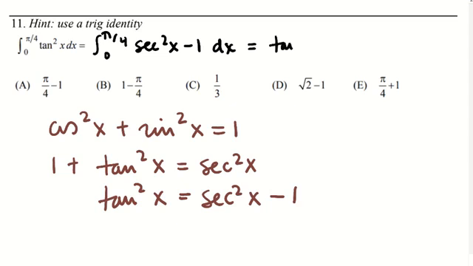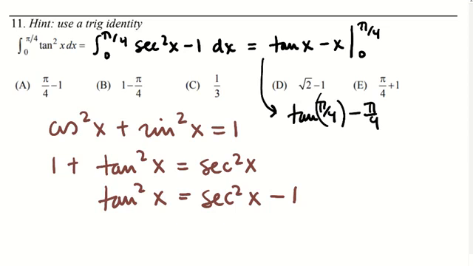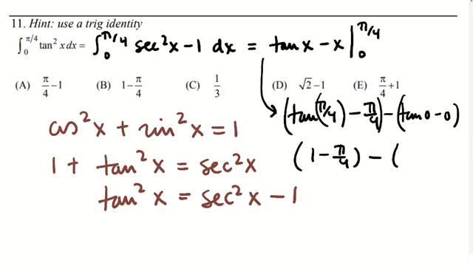Okay, an antiderivative for secant squared is tangent x. And an antiderivative for 1 is negative x. And I'm going to plug in 0 and pi over 4. So this is tangent of pi over 4 minus pi over 4, minus tangent of 0 minus 0. All right, tangent pi over 4 is 1, so I have 1 minus pi over 4. Minus tangent of 0 is 0, so 0 minus 0. And I've got 1 minus pi over 4.